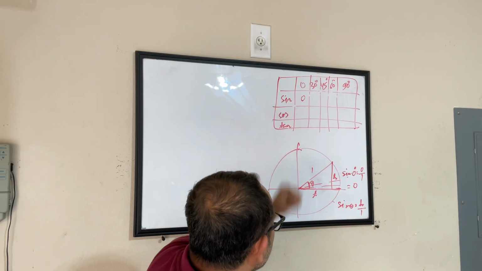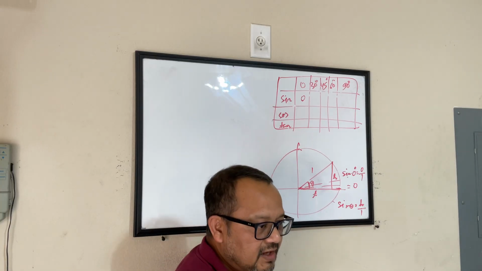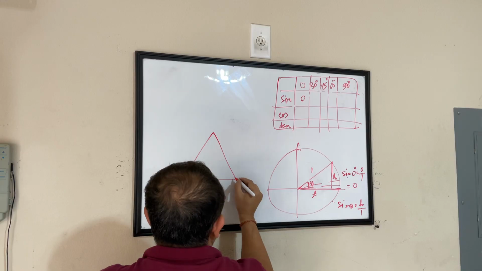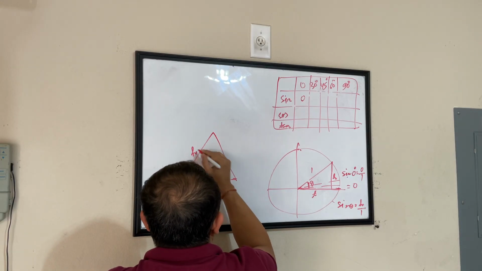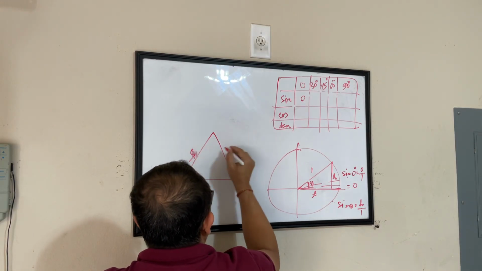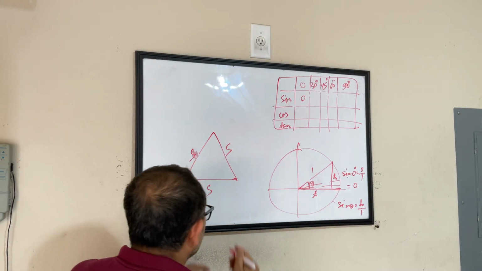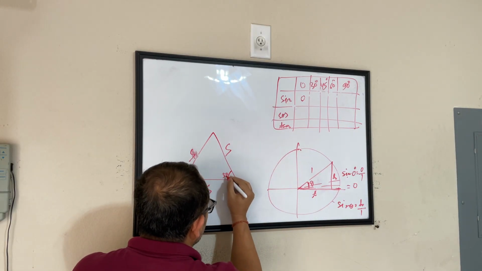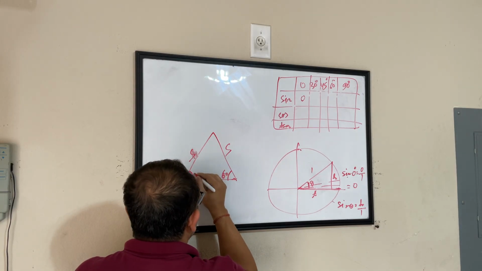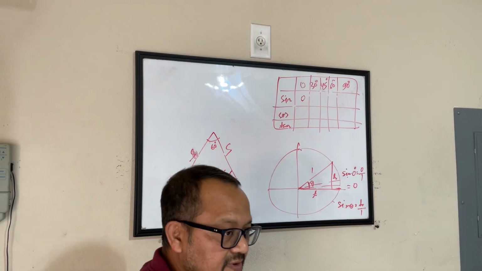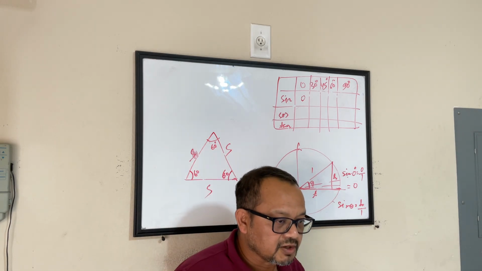Now let's look at 30 degree. For that I'll use a different technique. I have, let's say, an equilateral triangle. This is side, side, side, all the same. And when we are talking about an equilateral triangle, I'm talking about this angle being 60 degree, this angle being 60 degree, and this angle also being 60 degree. No contradiction here, right?